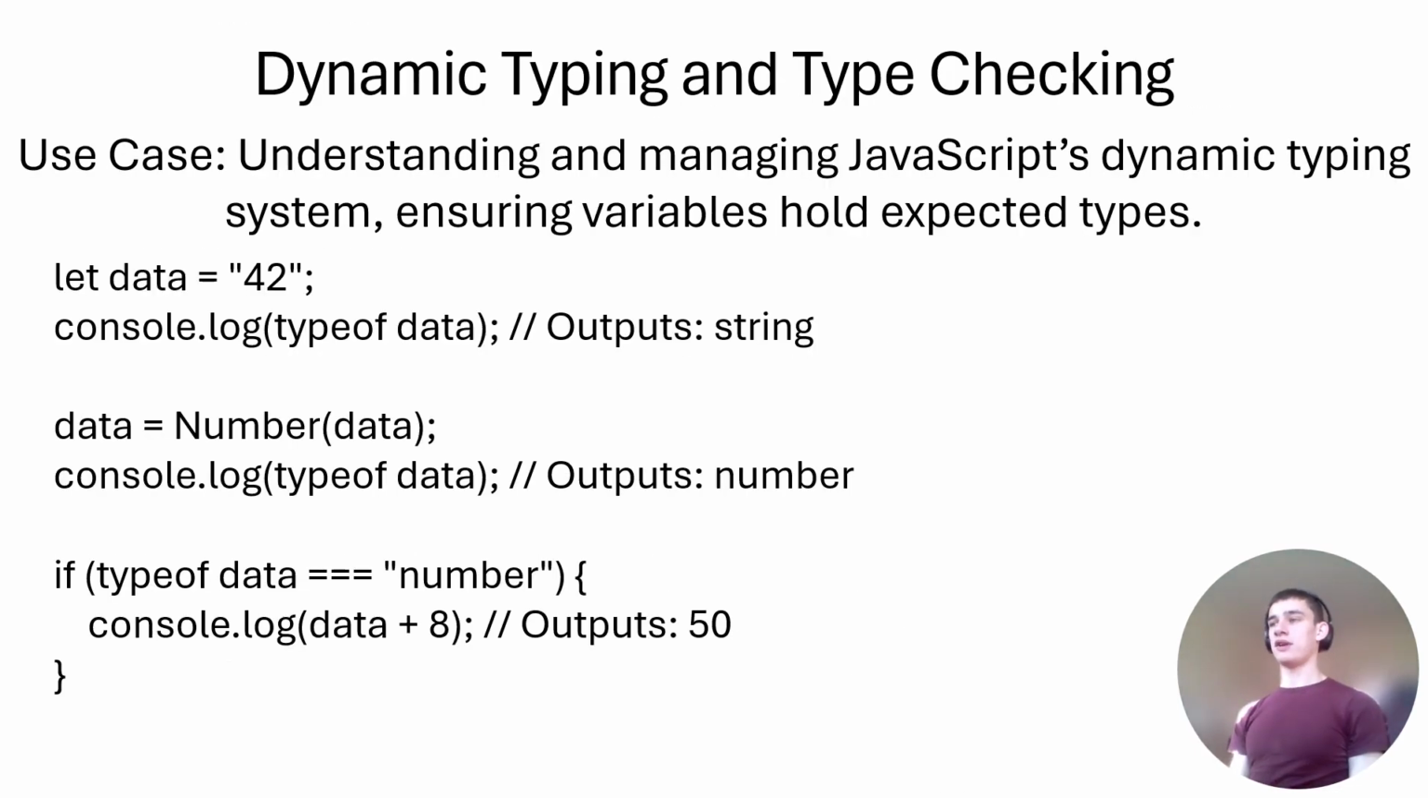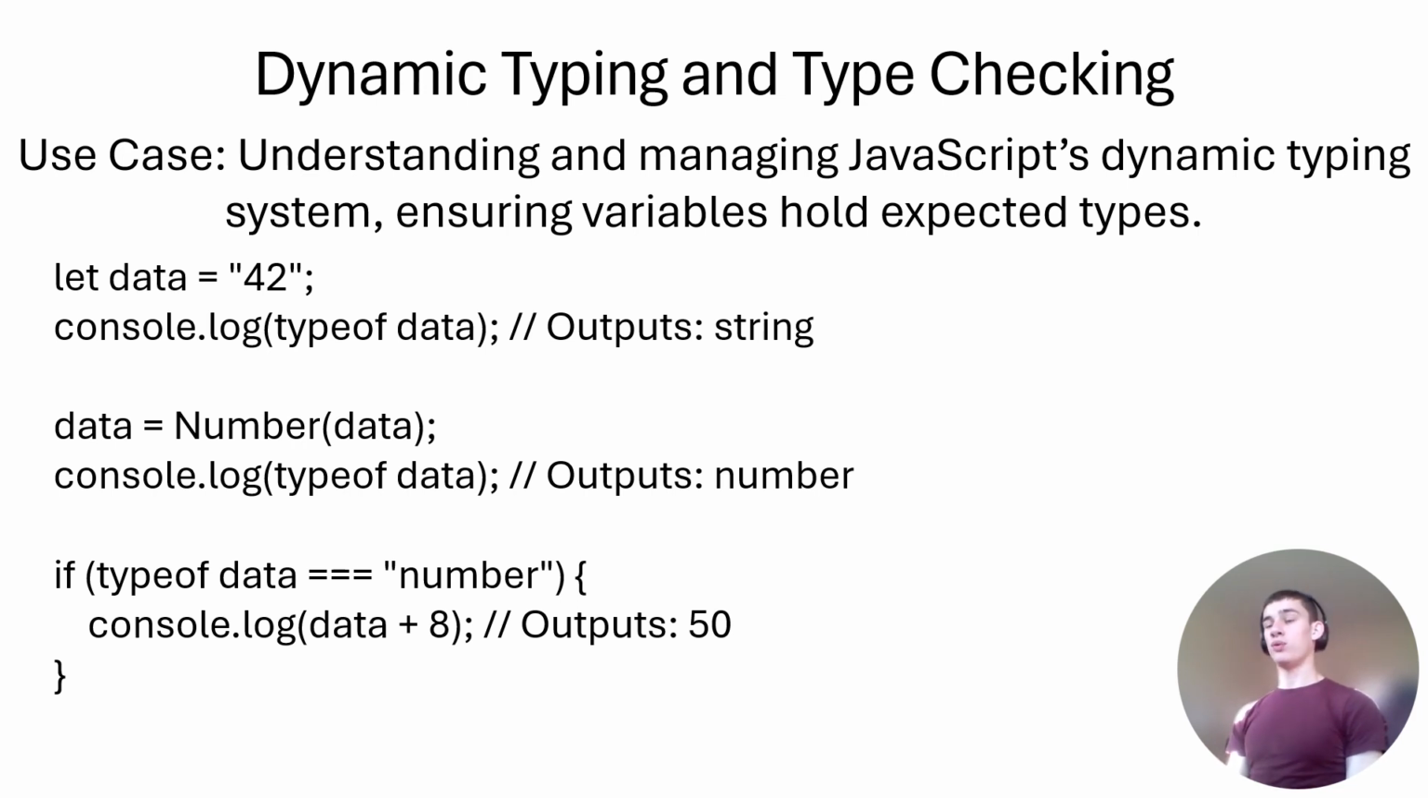Then we have dynamic typing and type checking. So we use this to understand and manage JavaScript's dynamic typing system, as well as ensuring variables are holding expected types. So we have let data equals "42". Console.log type of data would output string because it is a string. It's been stored inside of two quotes, which means that it's a string. It's not a number.